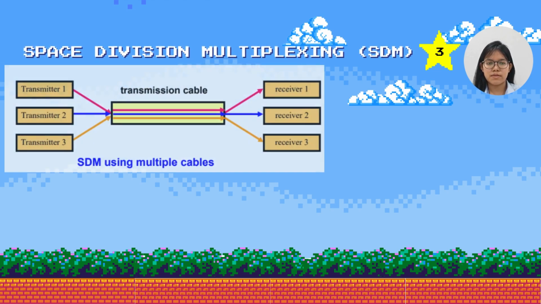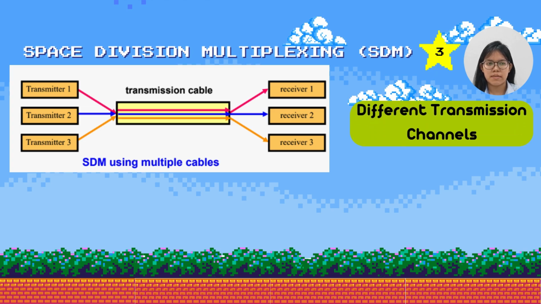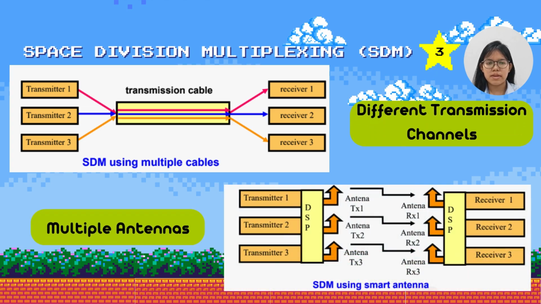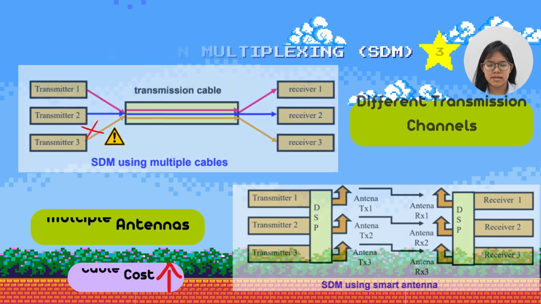Moving on to a third method, space division multiplexing (SDM). It is performed by using different transmission channels and multiple antennas. This makes it advantageous for not interrupting other channels when there is a fault in a certain cable. However, at the same time, the cable cost will be increased as many cables are required for this method.